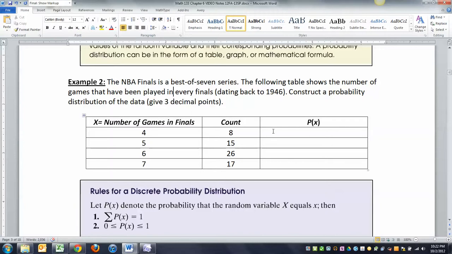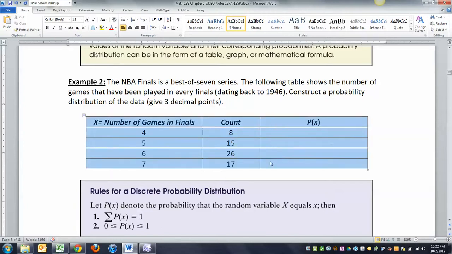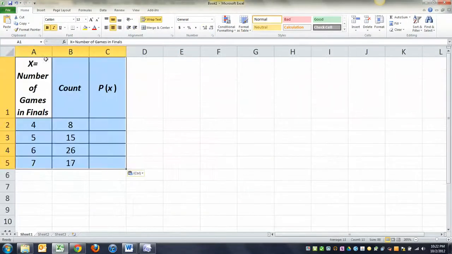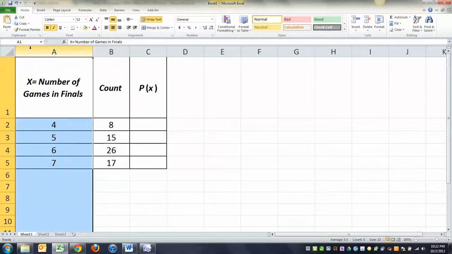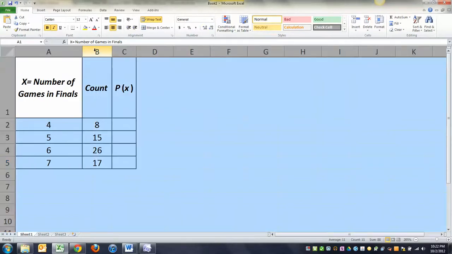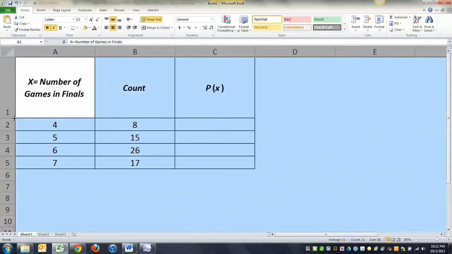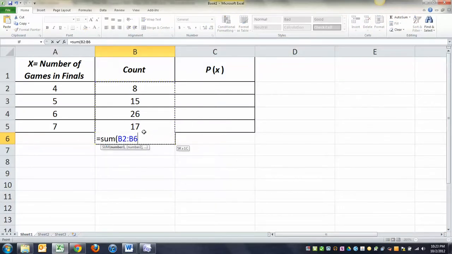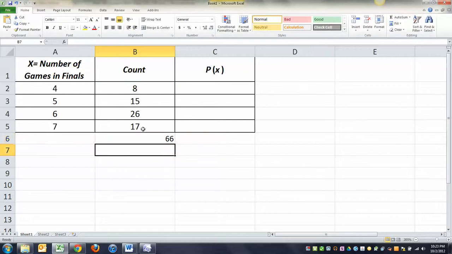All right, so our job, we have these games right here on the count. We have to find the probabilities. We are going to grab Excel and make it do it for us. All right, let's see here. And of course, if you didn't have Excel, you could still do this. This is going to be a pretty simple calculation, but let's see. We want to find the sum here. We want to know how many games there were total.